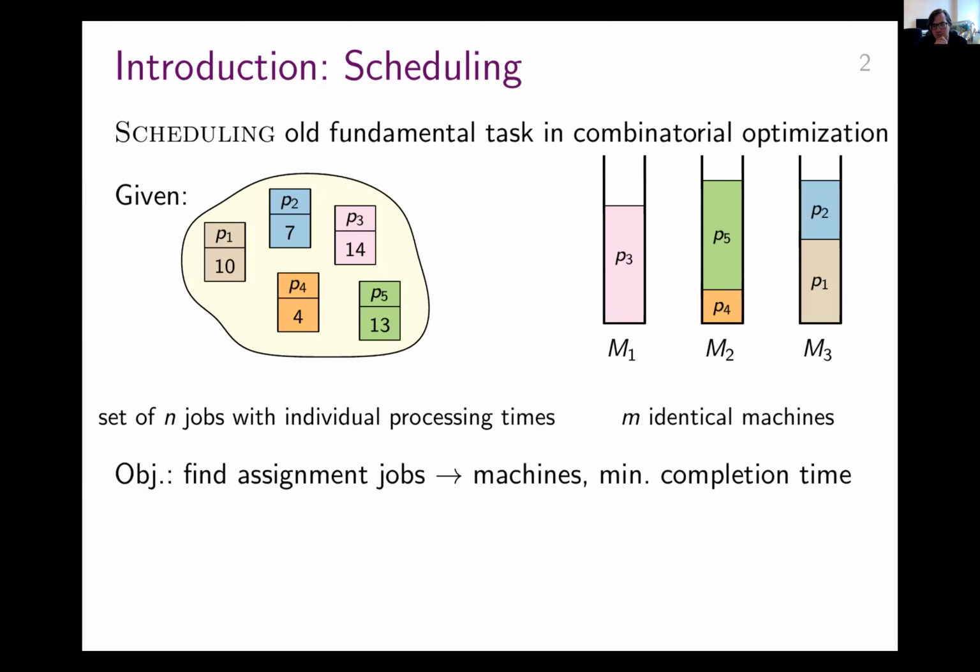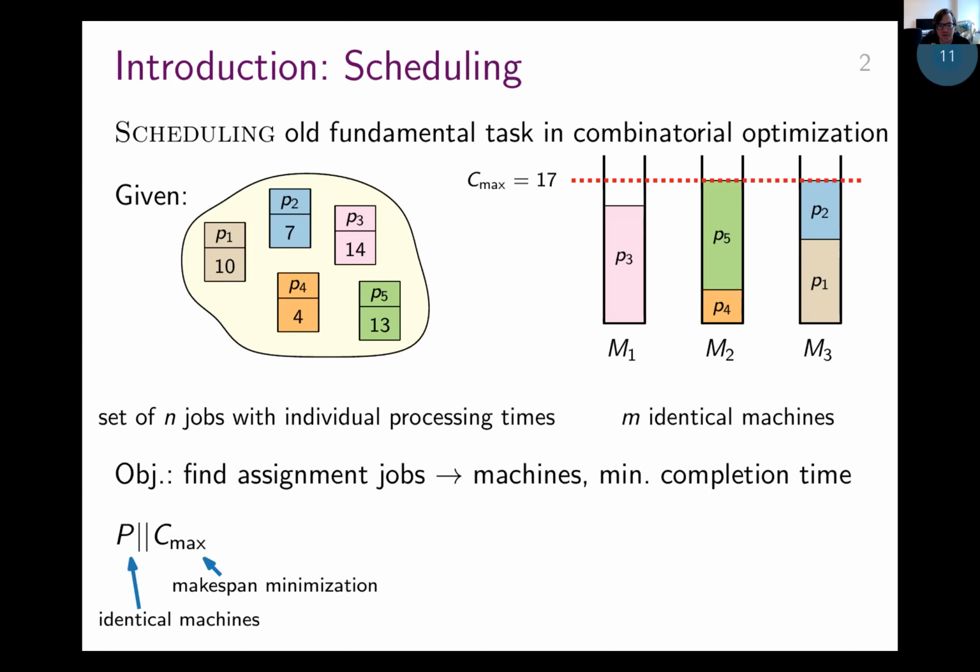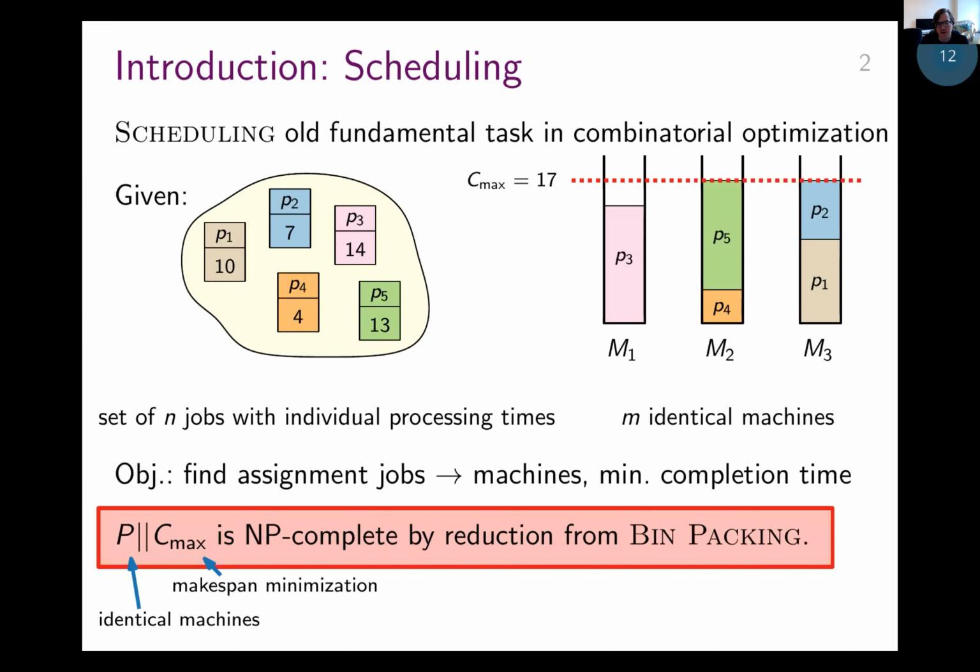So for example, this is one possible assignment of jobs to machines. And as you can see, machines 2 and 3 finish at time 17. That's the largest completion time. So that's the makespan. And probably if you shuffled around, you could see that you couldn't do better. So this problem is called PCmax. P is for identical machines. Cmax is for makespan minimization. As we will soon see, there are other models, other objectives, but this is the most basic, most fundamental problem. And it's NP-complete by reduction from bin packing.